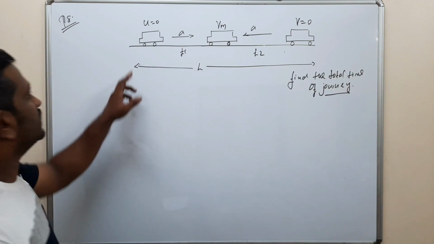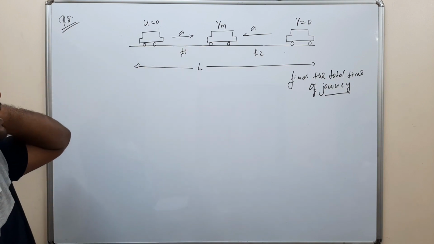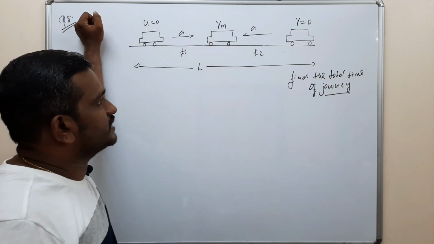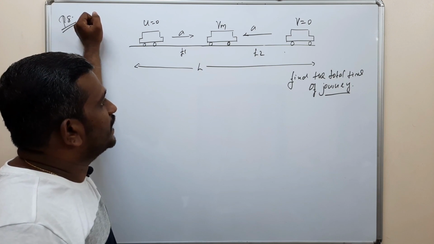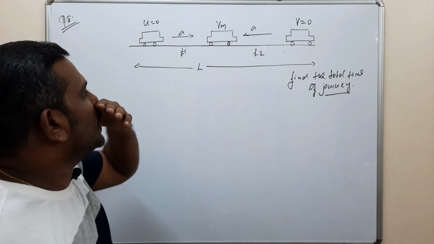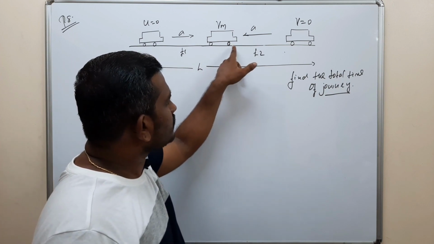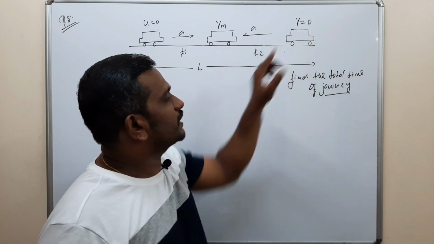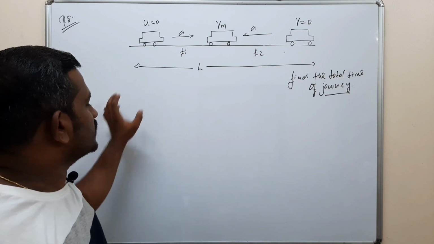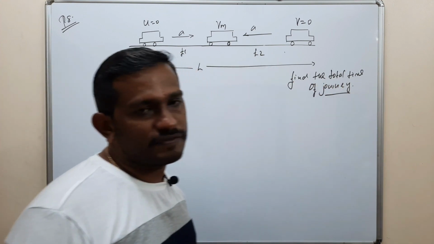So a car which is at rest, that is u is equal to 0, is accelerated with a constant acceleration a. After time t1, it reaches a maximum velocity Vm. After that it is decelerated with the constant acceleration a, and after time t2 it comes to rest. Suppose capital L is the total distance traveled by the car. We have to find the total time of journey.